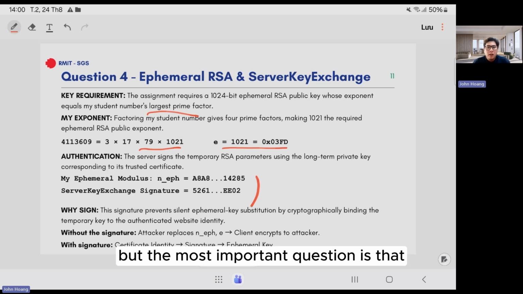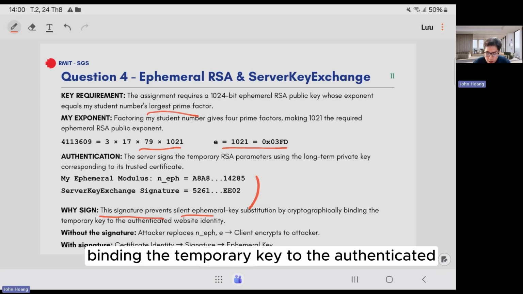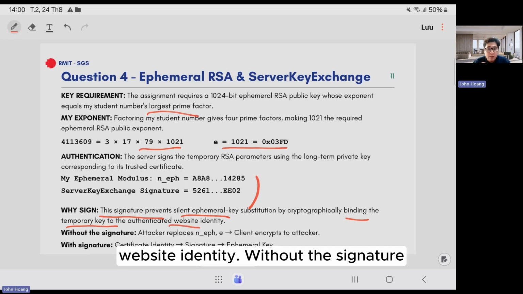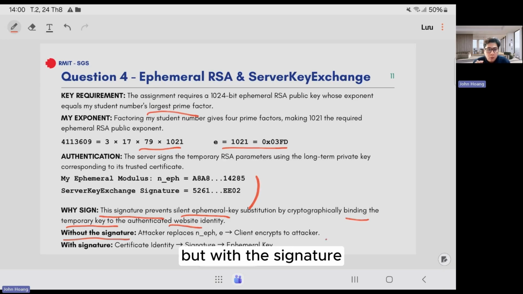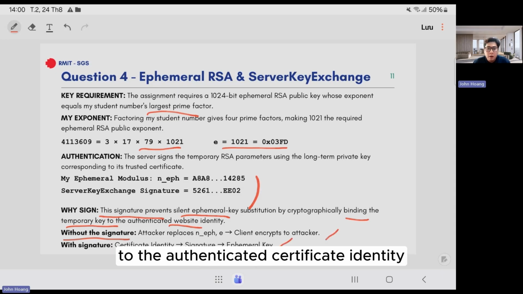But the most important question is why the server must sign the ephemeral key. This signature prevents silent ephemeral key substitution by cryptographically binding the temporary key to the authenticated website identity. Without a signature, an attacker could replace the temporary key and make the client encrypt to the attacker. With the signature, the temporary key is bound to the authenticated certificate identity.